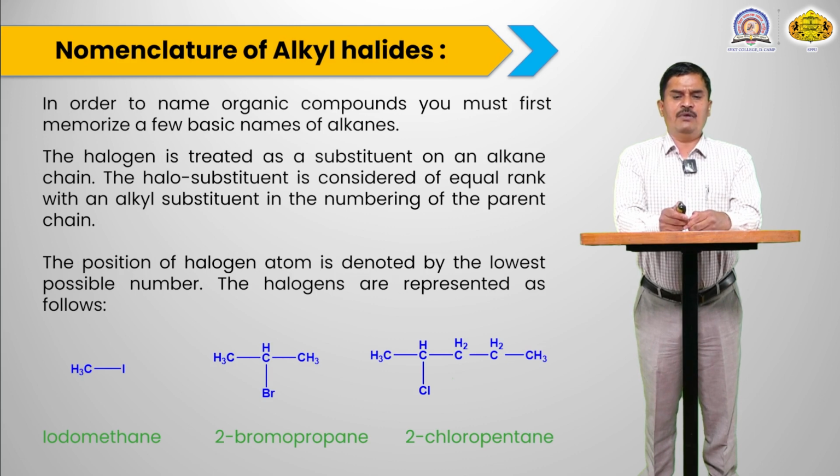Then another example, CH3, CH, CH2, CH3. So here in this compound there are 5 carbon atoms, and the halogen is at the 2 position. Numbering must be from the lower side. If we number from this side, then the chlorine atom bears number 2, and if we number from the other side, then the position of the chlorine atom is 4. So choose the lowest possible number. That's why the name of this compound is 2-chloropentane.